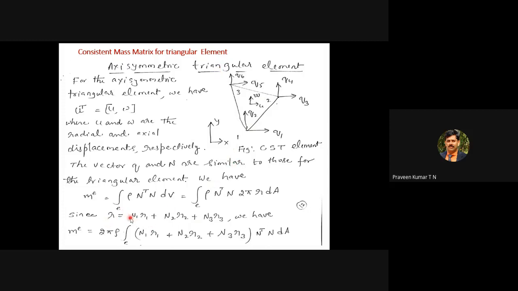Now, we know r at node 1, r at node 2, and r at node 3. But suppose we want r at any point within the element. We can express the radius, or geometry, in terms of the interpolation functions. r is given by N1 r1 plus N2 r2 plus N3 r3. That means if you know the radius at node 1, node 2, and node 3, we can find the radius of any point within the element by using these functions.